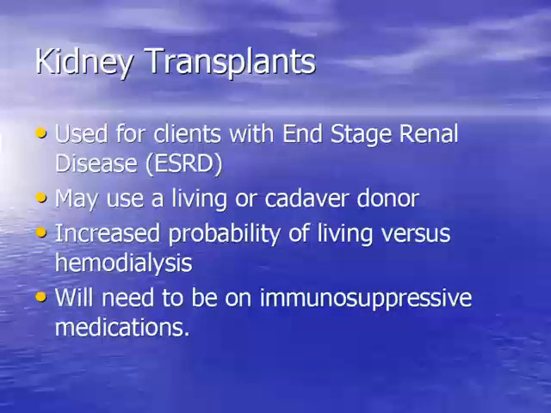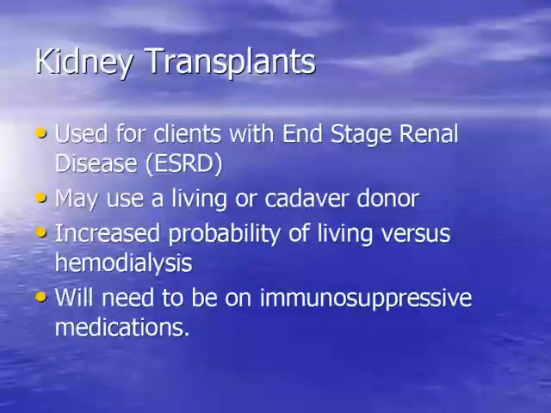Another option for a patient in chronic renal failure or end-stage renal disease would be a kidney transplant. The kidney can come from a living or a cadaver donor. An advantage is that there's an increased probability of living longer with a kidney transplant versus hemodialysis. It was interesting that the probability of living 5 years after a transplant is 81% versus only 32% if the patient has been on hemodialysis for 5 years.